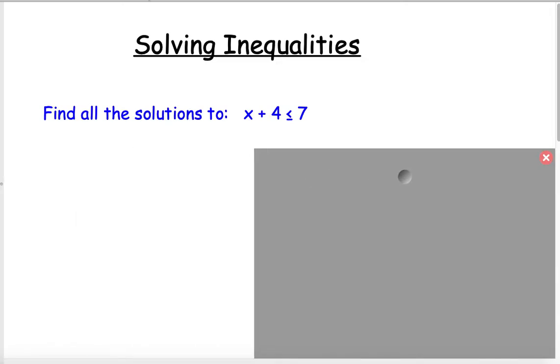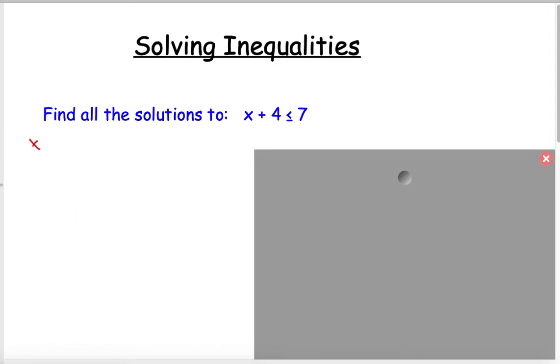Well, we know how to solve equations. If it was x plus 4 equals 7, that's easy. We already did a unit on solving equations. I want to get x by itself, so I would do the opposite of add 4. So I would subtract 4 from both sides.